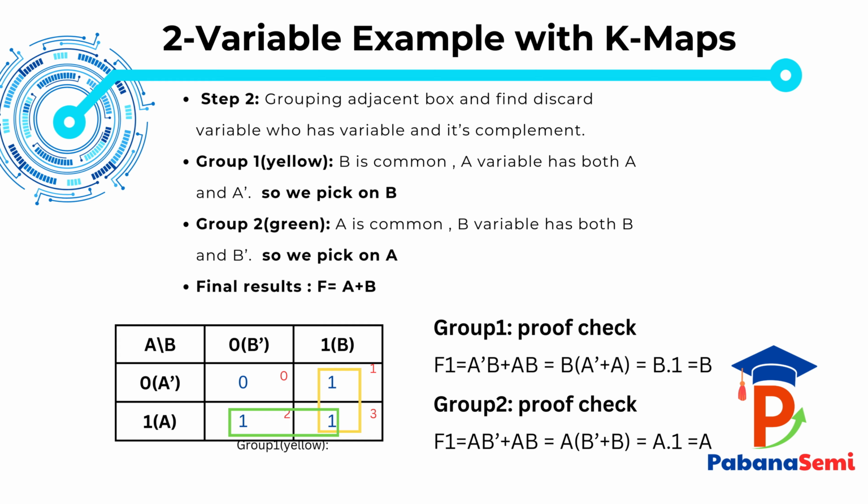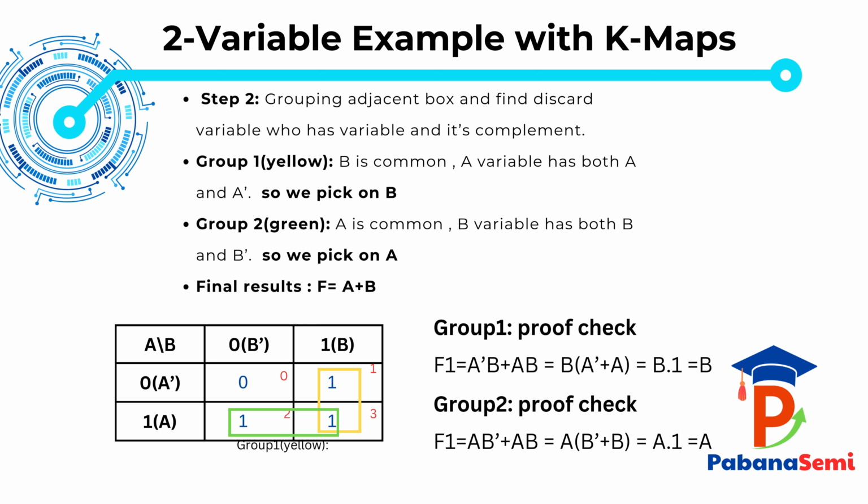Group 1. Proof check. Let us verify this algebraically. F1 equals A prime B plus AB, factor B. F1 equals B times (A prime plus A). Since A prime plus A equals 1, F1 equals B, so this group simplifies to B. Group 2, green group. Now take a moment to focus on group 2, which is highlighted in green.